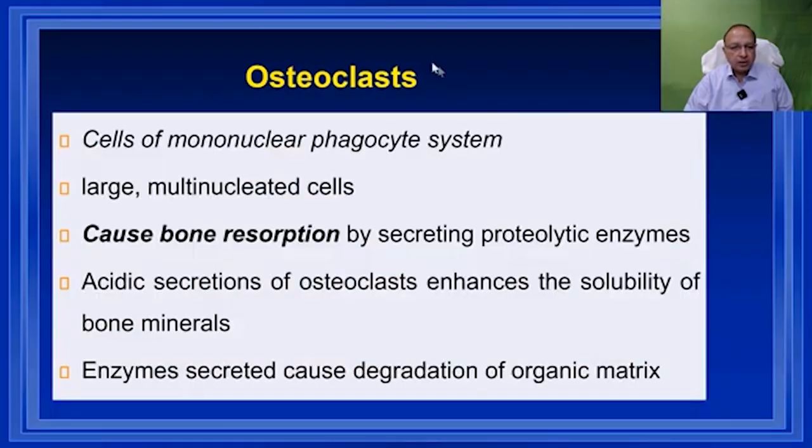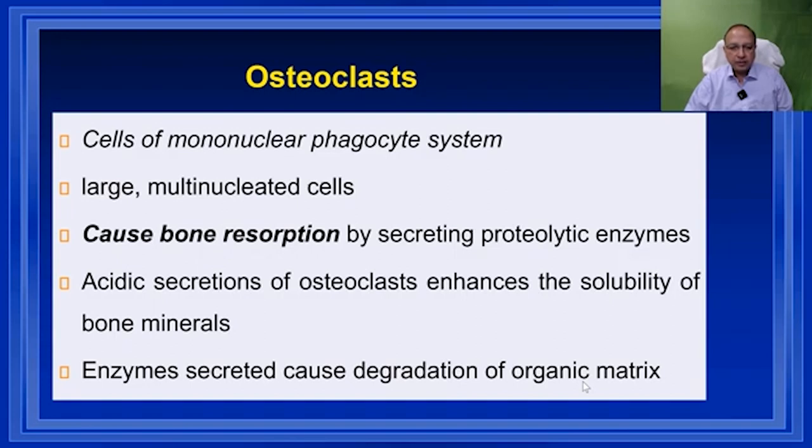So what are osteoclasts? Osteoclasts actually belong to the mononuclear phagocyte system. They are large and multinucleated cells. They cause bone resorption by secreting proteolytic enzymes. And the acidic secretions of the osteoclasts enhance the solubility of the bone minerals, and the enzymes which are secreted cause the degradation of the organic matrix.